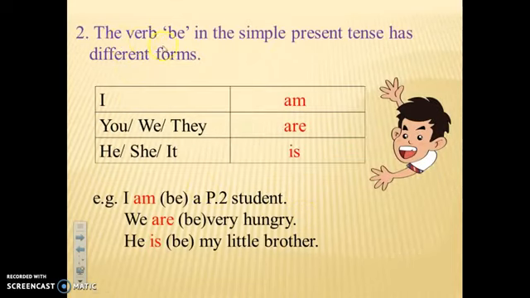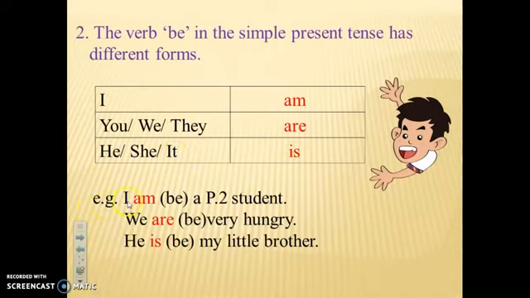And lastly, the verb be in the simple present tense has many different forms. For I, we need to use am. For you, we, or they, we need to use are. And for he, she, or it, we need to use is.